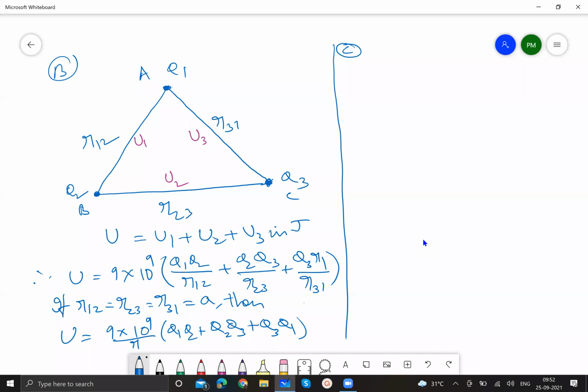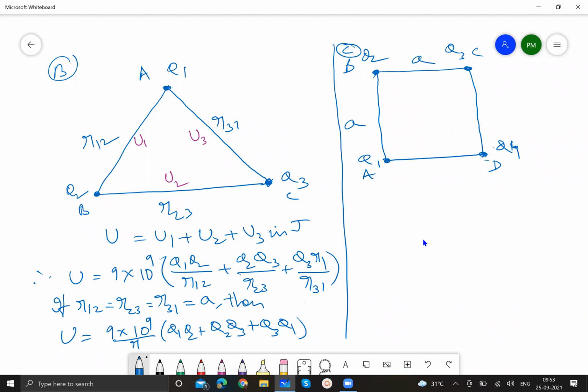Suppose you have, normally they give square, it can be a rectangle also. It can be extended to hexagon also. So this is a square ABCD with side A, and we have the charges Q1, Q2, Q3, Q4. If one or more charges are negative, you should carry forward the negative sign in solving problems. So the separation between each pair of charges is A.